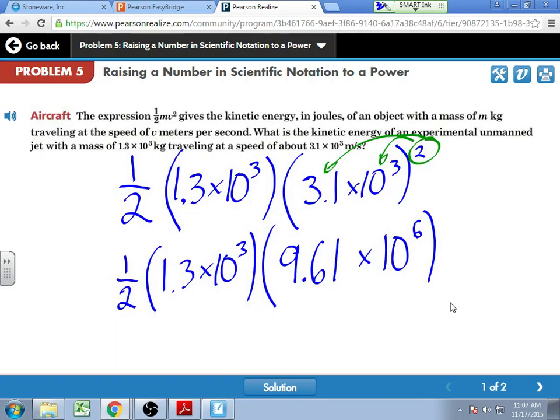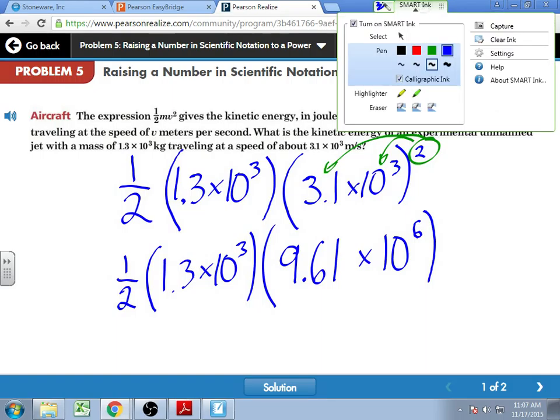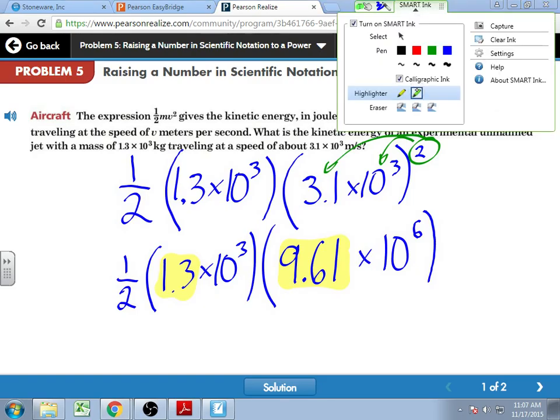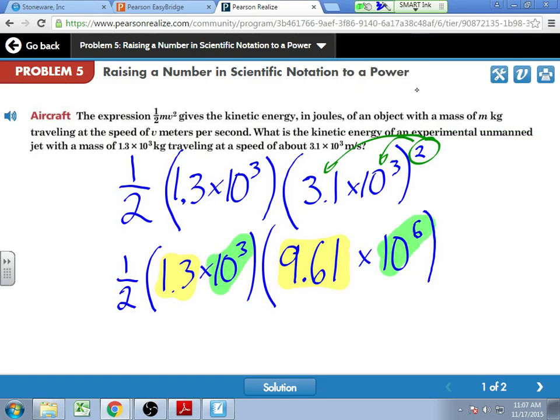Now I want to combine my scientific notation values. This is all just multiplication. The parentheses make it look more confusing than it is. It's just 1.3 times 10 to the third times 9.61 times 10 to the sixth. It's a string of multiplication, so I can rearrange it, whether I physically do it or mentally do it. Just take your 1.3 times your 9.61 and your 10 to the third times 10 to the sixth. You forgot to say divide by 2. Yeah, I'm going to do that last. Or I could do it now with any of these terms if I wanted to, but I'm just going to save it for last.